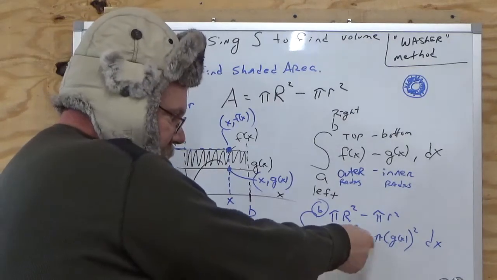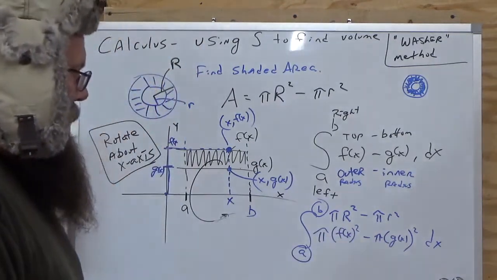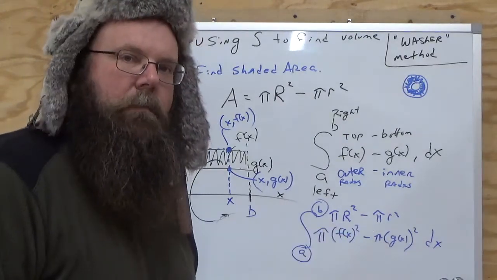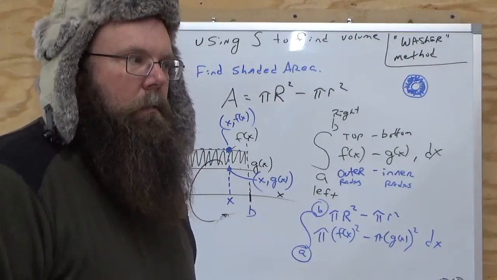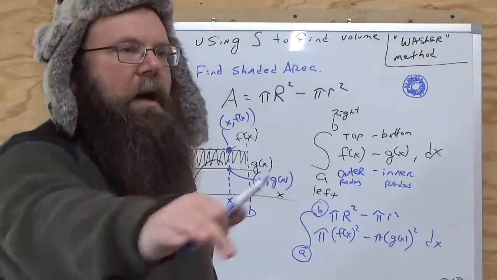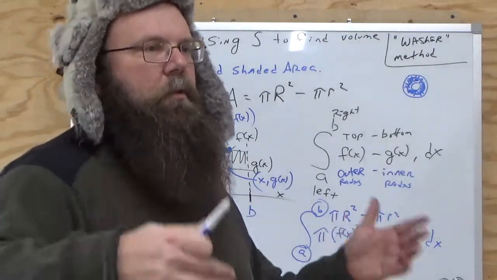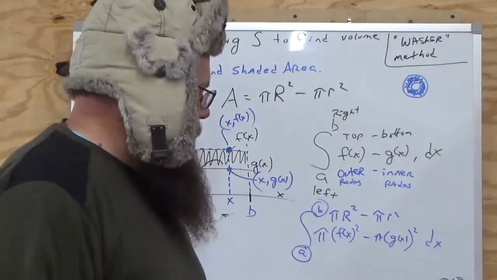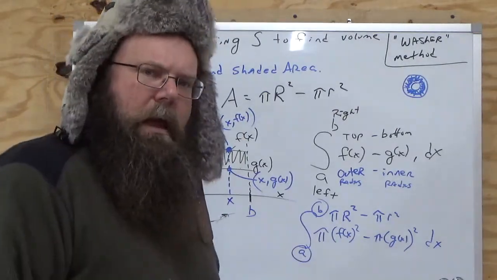What can we do to simplify here? There's a pi in front of there, and there's a pi in front of there. What do math teachers always preach to you? What have I always preached to you? Simplify before you do stuff. It makes your life easier. Simplify. Pull a pi out.